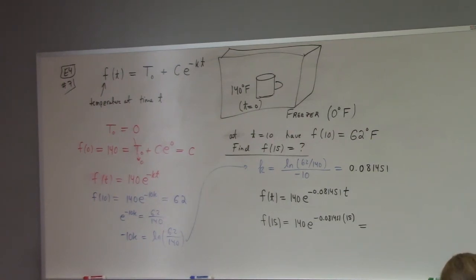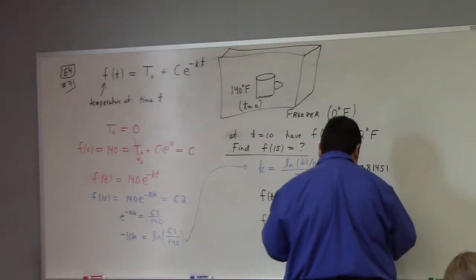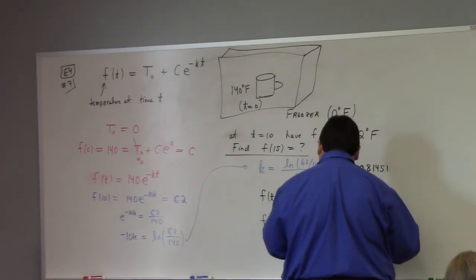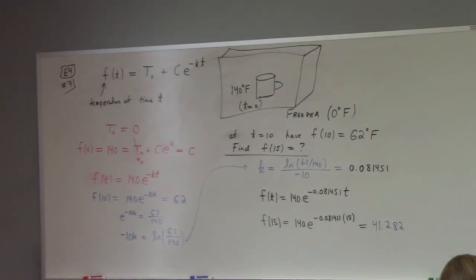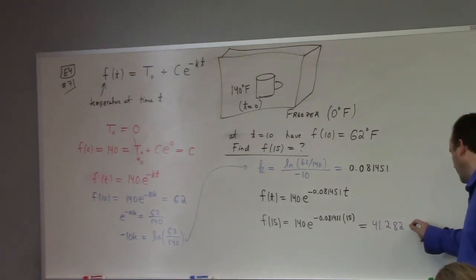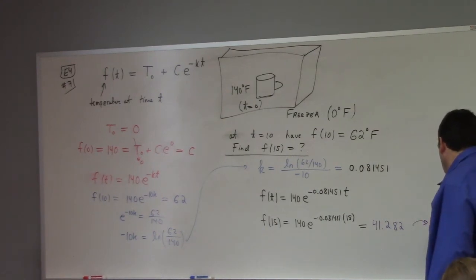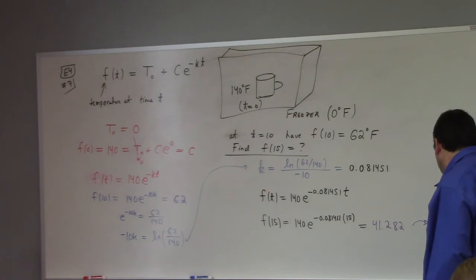E to the minus 15 times 0.0814151, times 140, I get 41.282. And what are the instructions to the problem? What do they tell us about rounding? They want the nearest integer. Rounded to the nearest integer, what do we have? 41. Yeah, 41 degrees Fahrenheit.